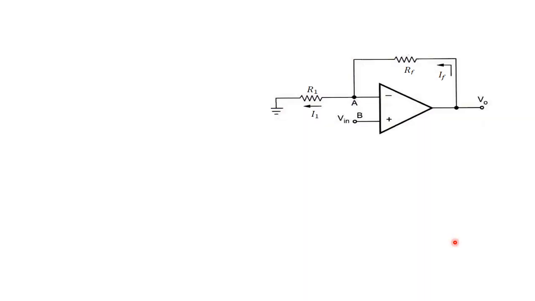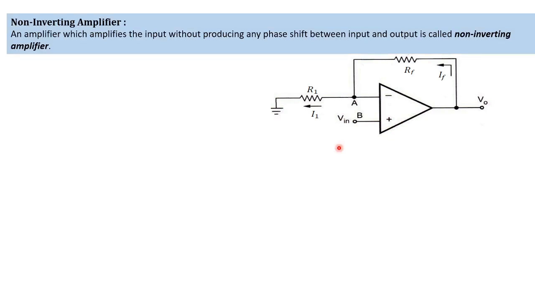Next, the same circuit; the only change is that in the previous circuit the positive terminal was grounded, whereas in this circuit the negative terminal is grounded and the positive terminal is given as the input. So here we are giving the input to the non-inverting terminal of the op amp. So the name of the circuit is a non-inverting amplifier.